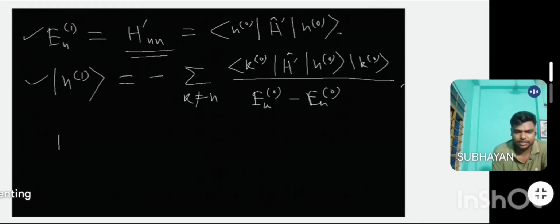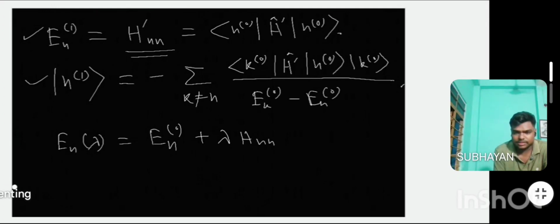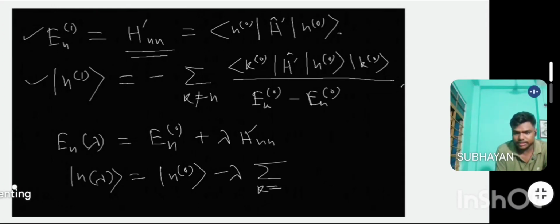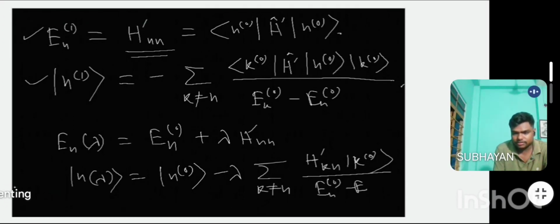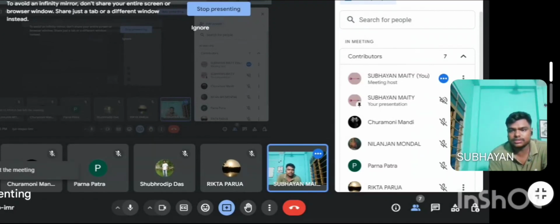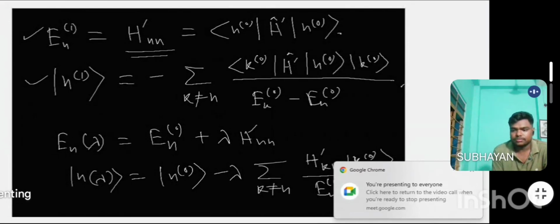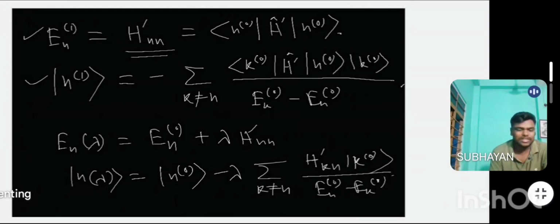So up to first order you can write En lambda, which will be En naught plus lambda En1, and n lambda, which is n naught minus lambda times the summation over k not equal to n of H prime kn, the matrix element, divided by En naught minus Ek naught, times k naught. Okay. This is our description for the first order correction for the non-degenerate case.